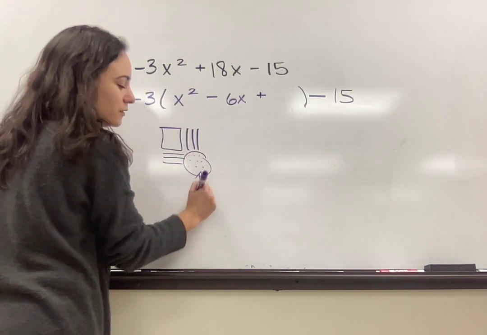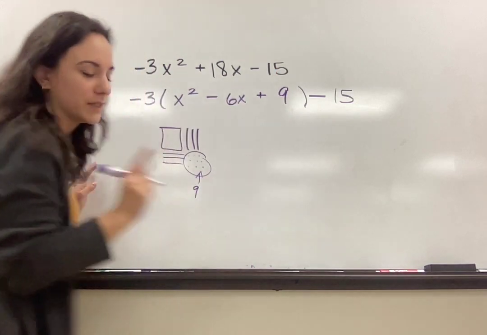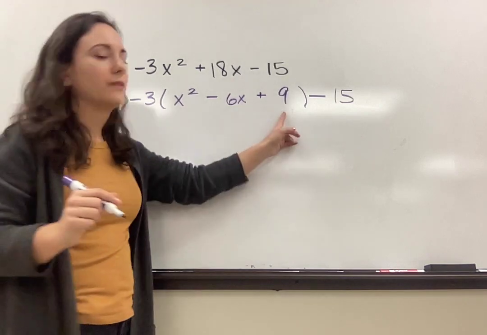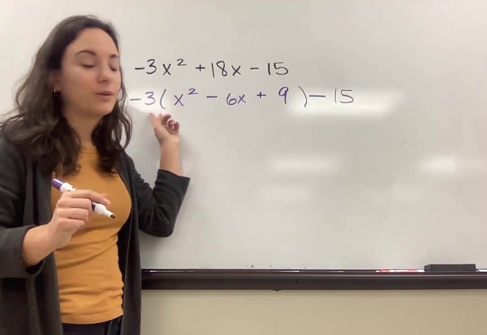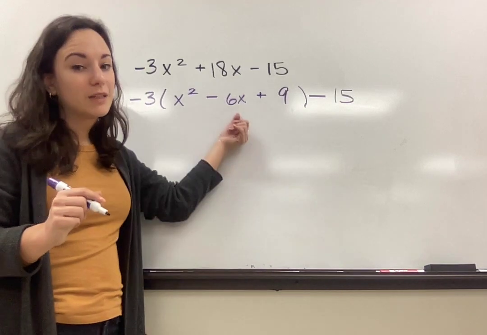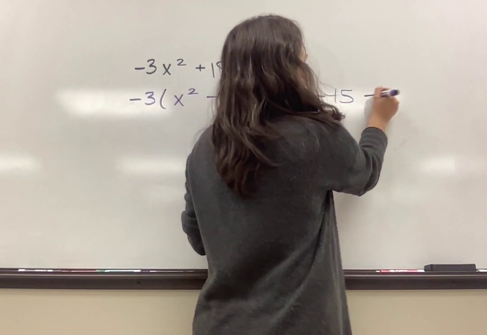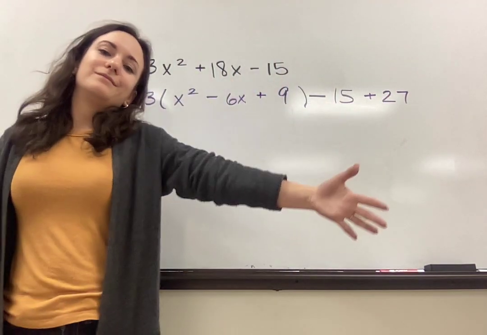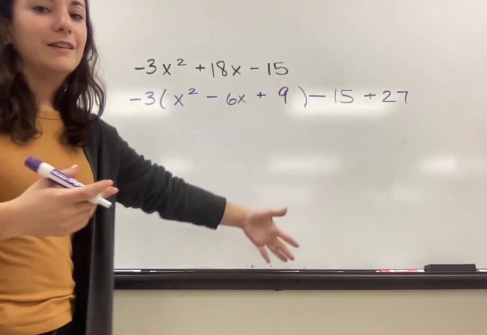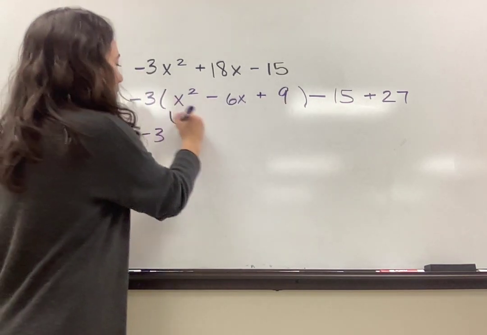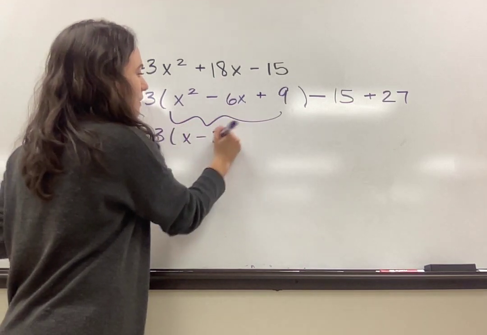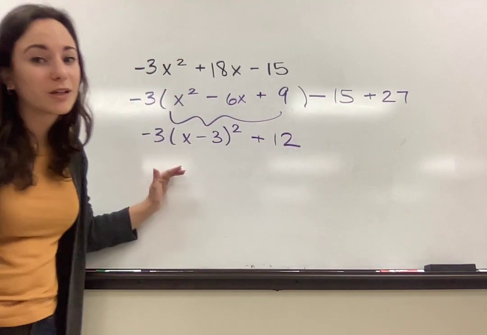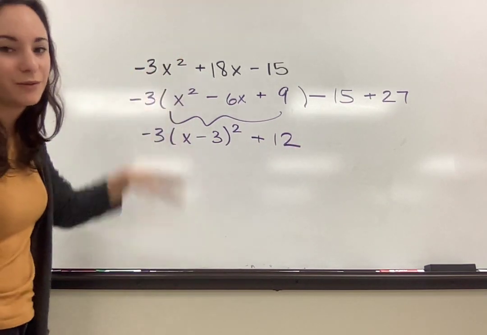still 9 to fill my square. Still plus 9. But we know distribution, right? And so I'm not really adding 9 to my equation, I'm adding negative 3 times 9. So I put in negative 27, so I have to add 27. And there we go. And then this is the whole same procedure. I've got negative 3. This as a perfect square is x minus 3 squared plus 12. And that's a little more clean cut. First, factoring out that negative 3.